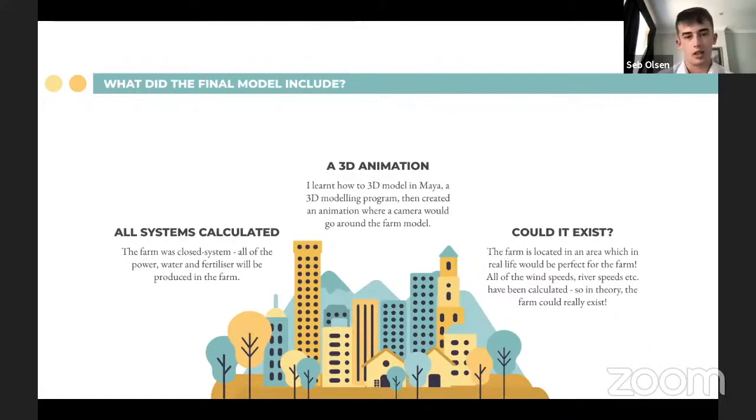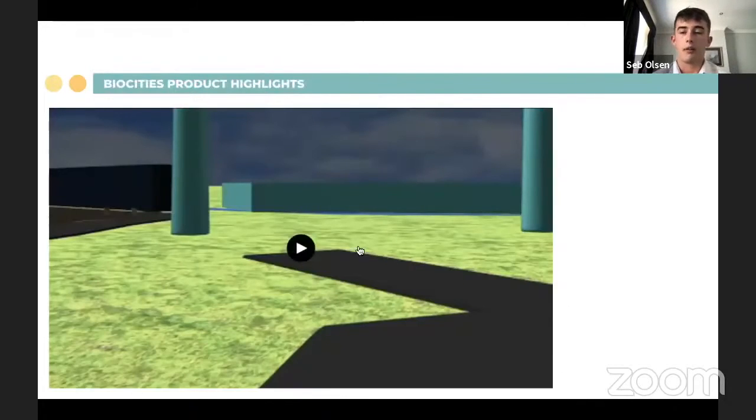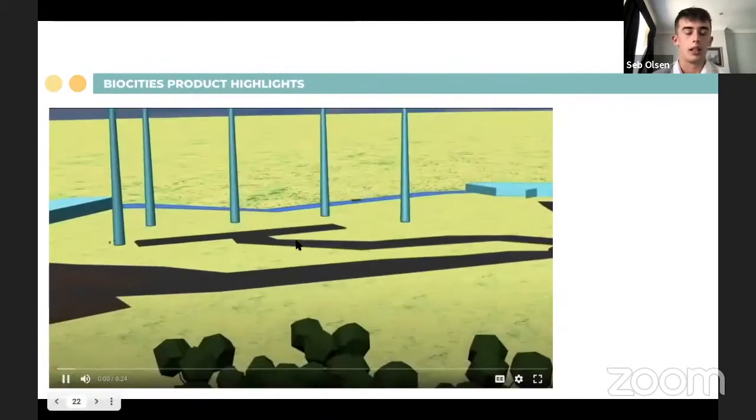Could it really exist though? So the farm was located in an area which in real life would be perfect for the farm. All of the wind speeds, river speeds and etc. have been calculated, so in theory the farm could really exist. Now, next up, here's a few highlights from the animation of the 3D model of my farm, where you can see what the model actually looked like.